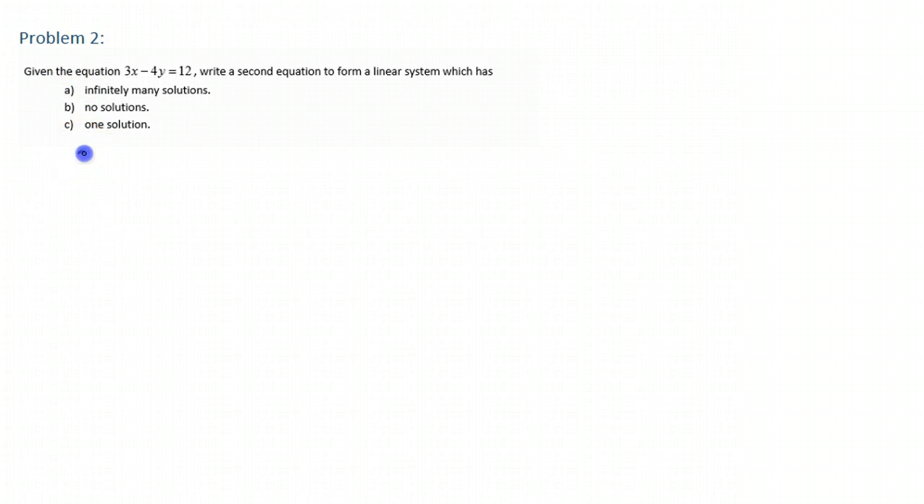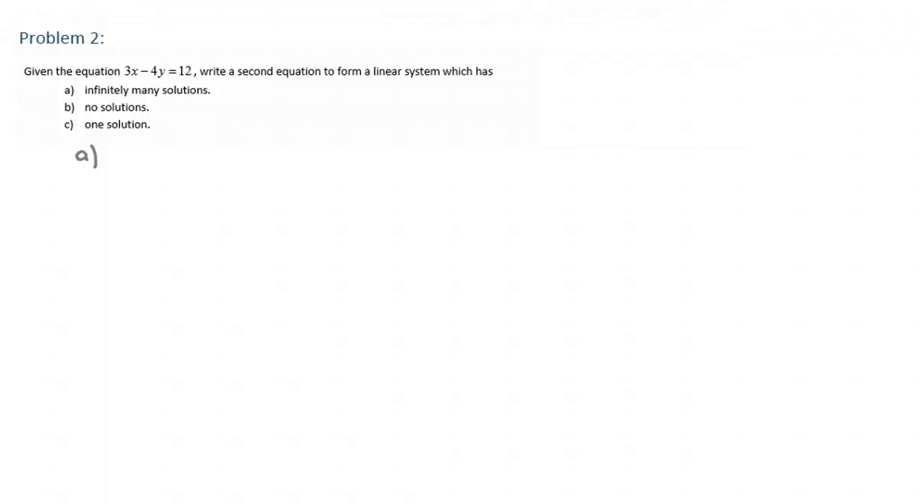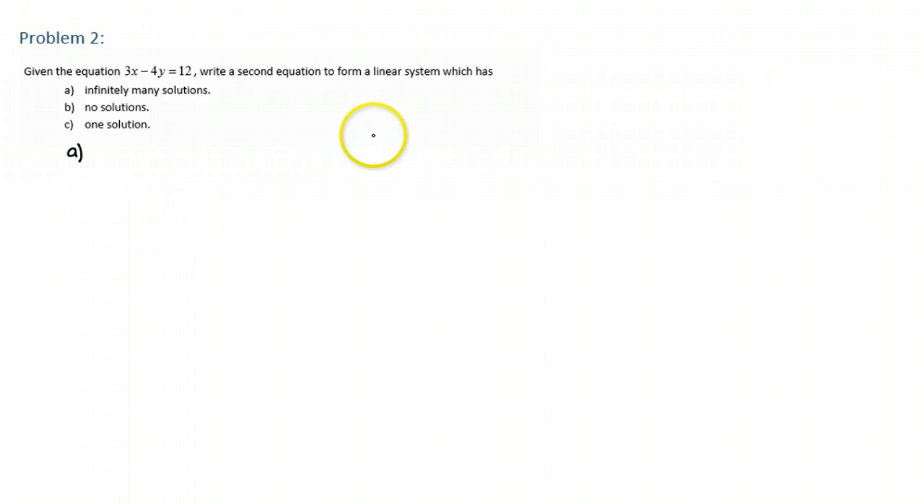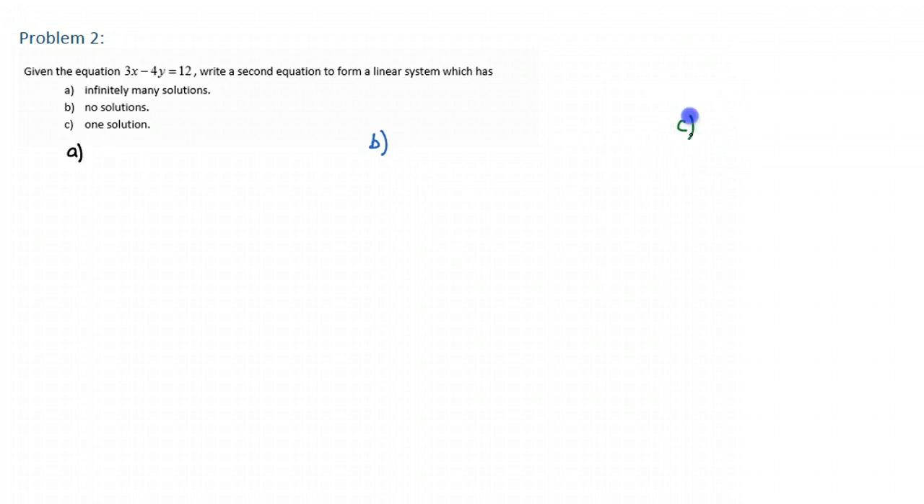So conceptually what we want to remember here is that, and we'll just color code these as we write them out. So let's say this is A here. We'll do A in black, we'll do B in blue, and we'll do C in green.